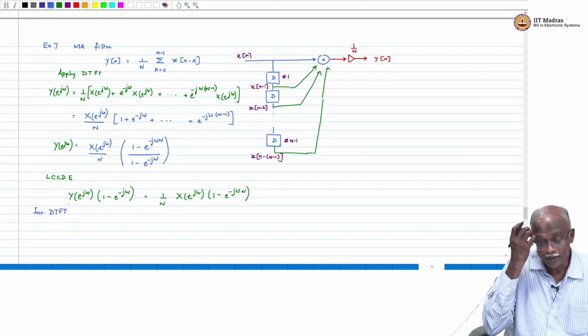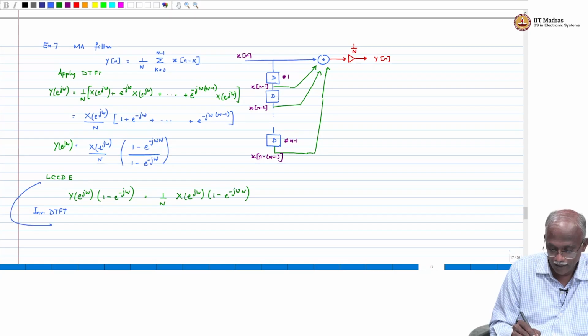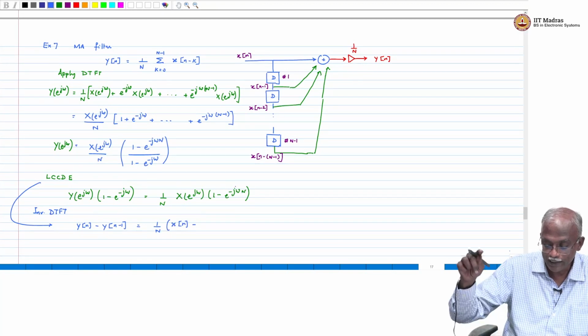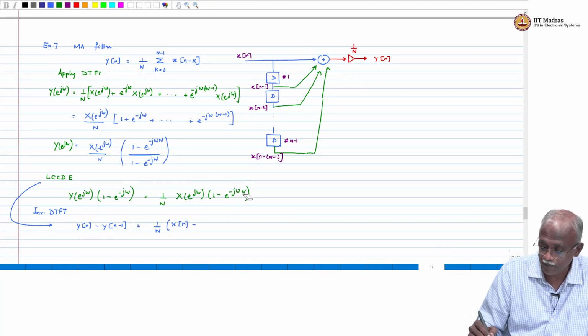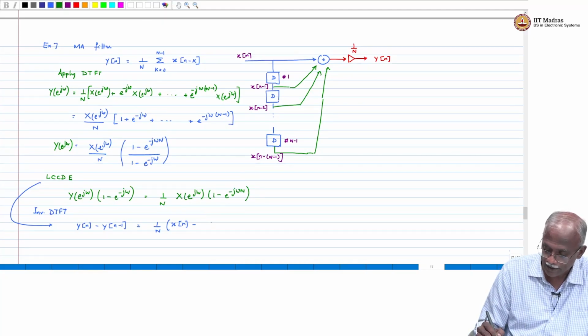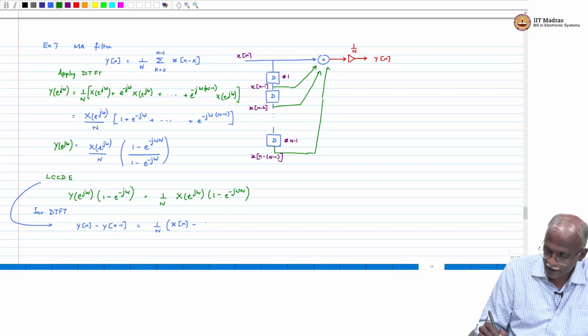Okay. What do you get? You get the LCCDE. The LCCDE says y of n minus y of n minus 1 equal to 1 over N x of n minus, what is this? It is e power minus j omega N times X e power j omega. So, I would get x of n delayed by N units of time.